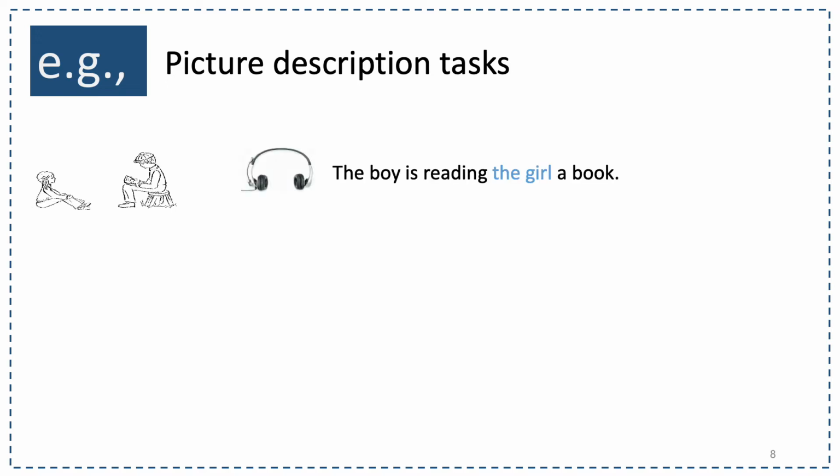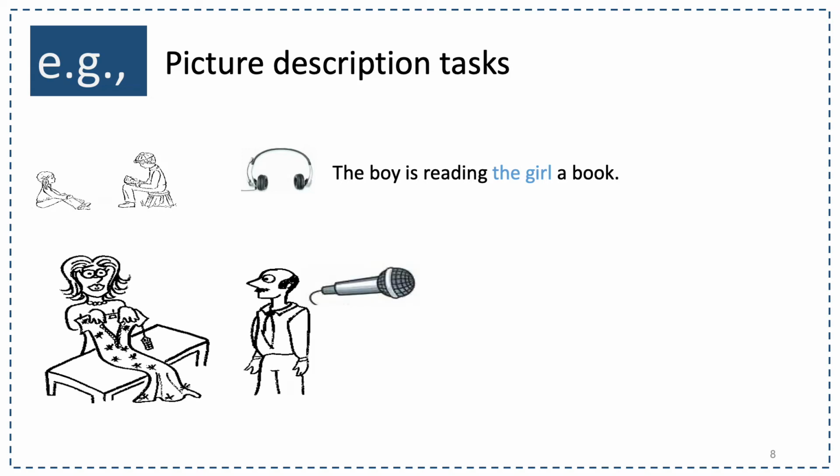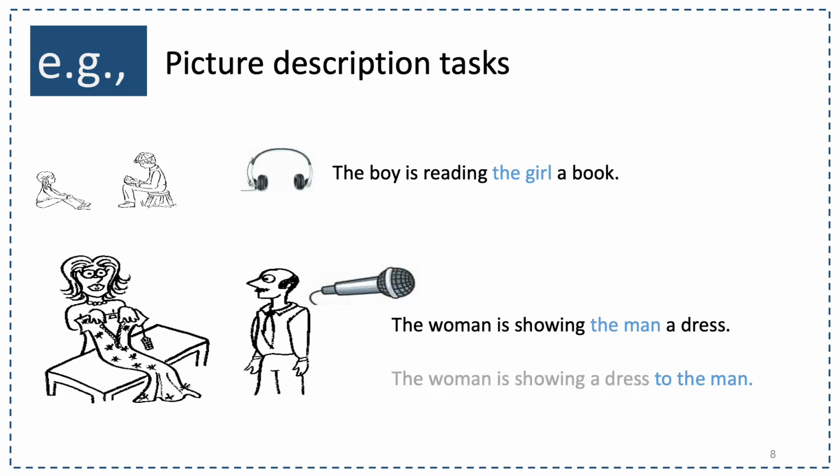Here is an example of a picture description task to elicit structure priming. After listening to this sentence, "The boy is reading the girl a book," the participants are asked to describe the picture, and they have two options to produce. The first option is "The woman is showing the man a dress." And the second option is "The woman is showing a dress to the man." Because of the previous sentence, you are more likely to produce the first sentence.